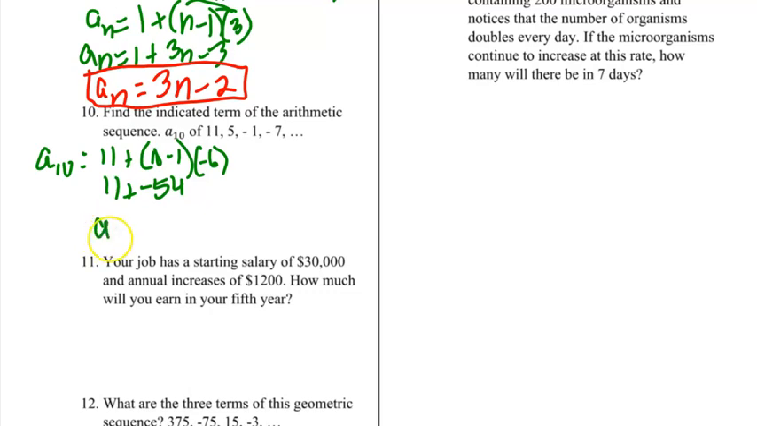That means a subscript 10 is going to give us a negative. So -54 plus 11 is going to give us a -43.